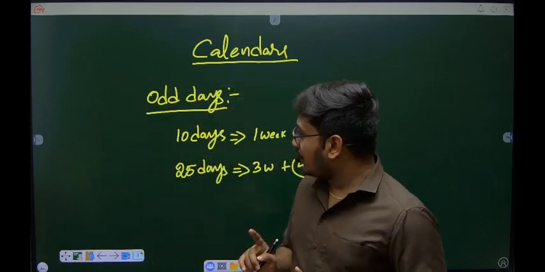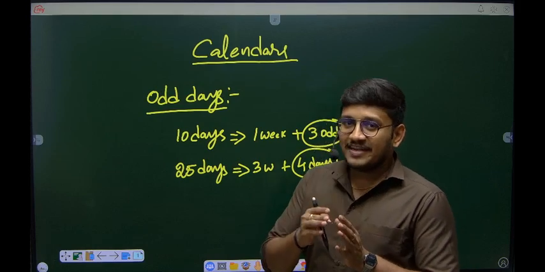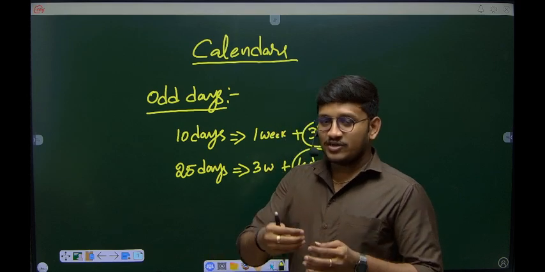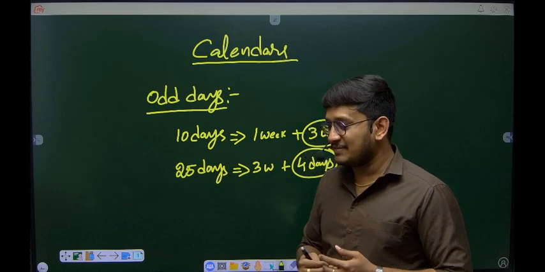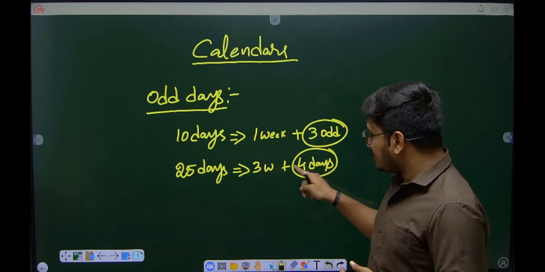Yes, I got some answers in the chat box. Very good. Keep posting the answers, and try to be active in the class. Whenever I ask a question, try to respond as quickly as possible in the chat box. Very good. So here we have 25 days, which is 3 weeks plus 4.